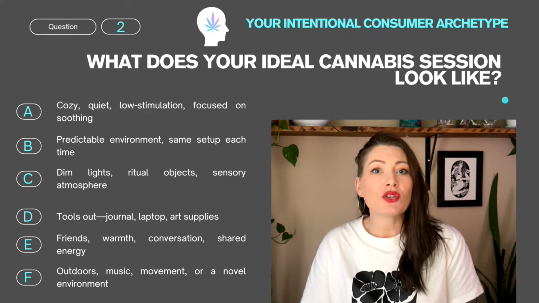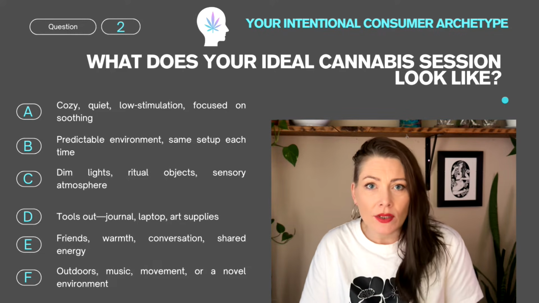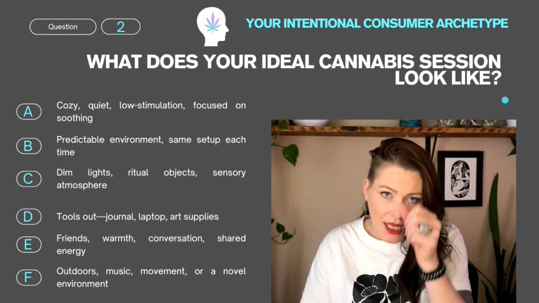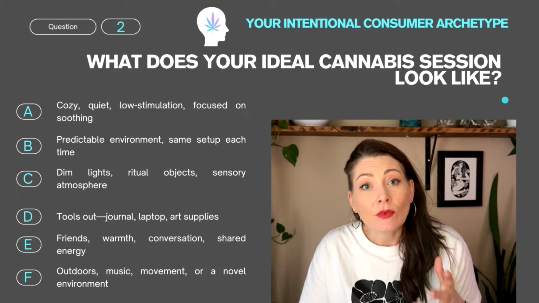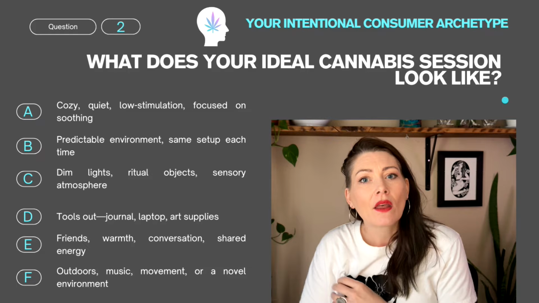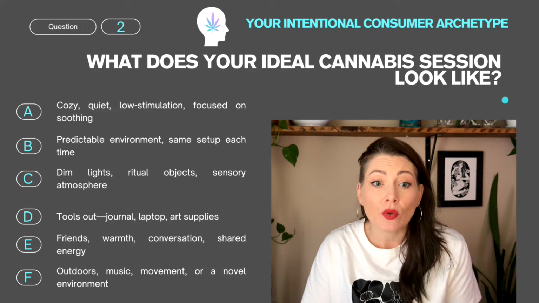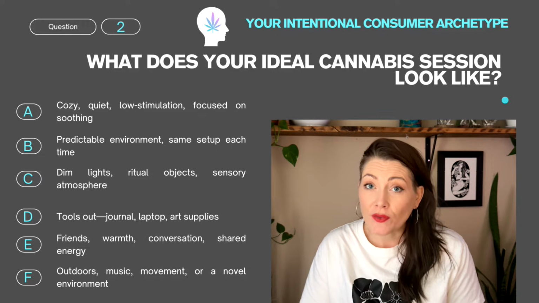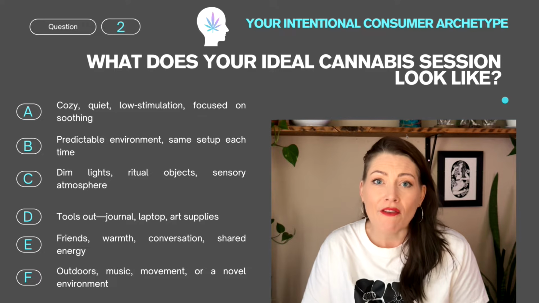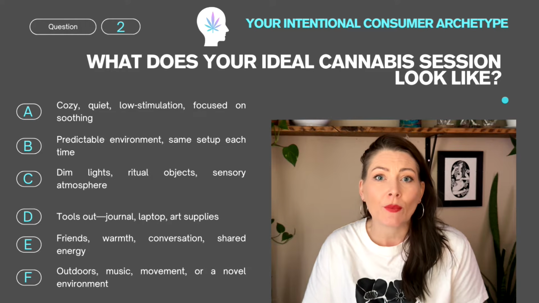Question 2. What does your ideal cannabis session look like? A, it's cozy, quiet, low stimulation, focused on soothing. B, it's a predictable environment, same setup each time. C, we've got dim lights, ritual objects, or a sensory atmosphere. D, tools out, journal, laptop, art supplies, whatever tools are for you. E, there's friends, there's warmth, there's conversation, there's shared energy. Or F, outdoors, music, movement, or a novel environment. You love consuming weed somewhere new.